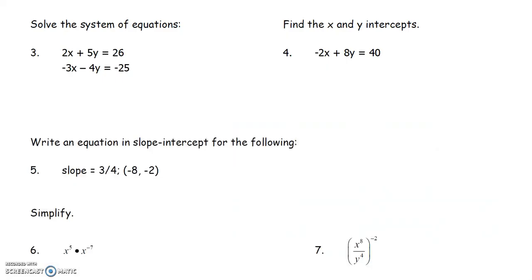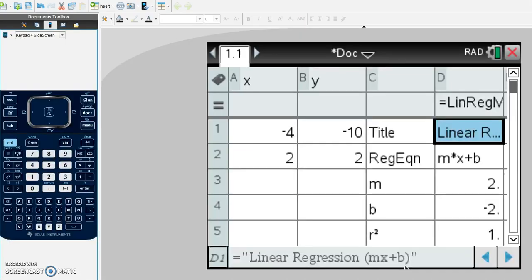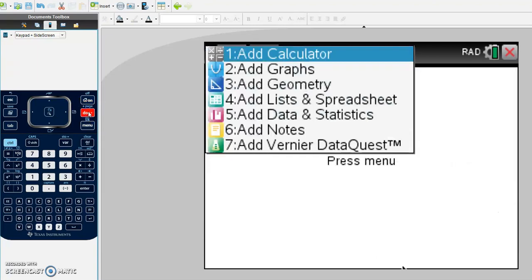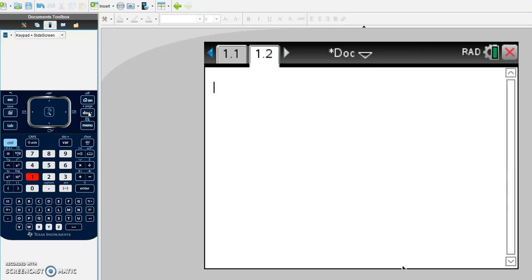All right, number 3 says to solve the system of equations. So remember, when we're solving a system, we're finding that point of intersection where the 2 lines would cross each other if we graphed it. But I'm not going to graph, but I am going to go to the calculator. Okay, so I'm just going to add another page. So I'm going to do Control-Doc to add a page. And we want to do a calculator. So number 1, add a calculator.